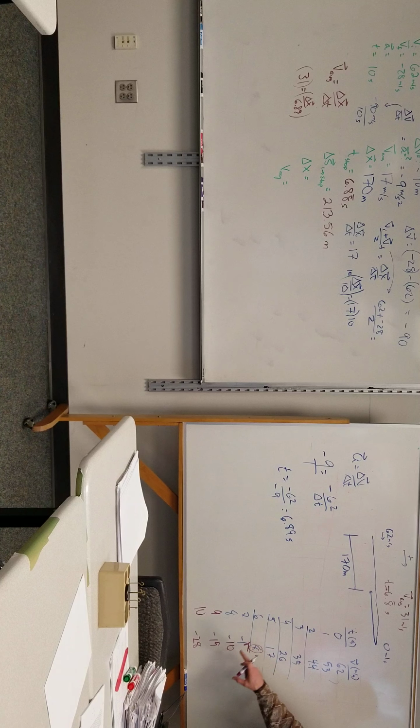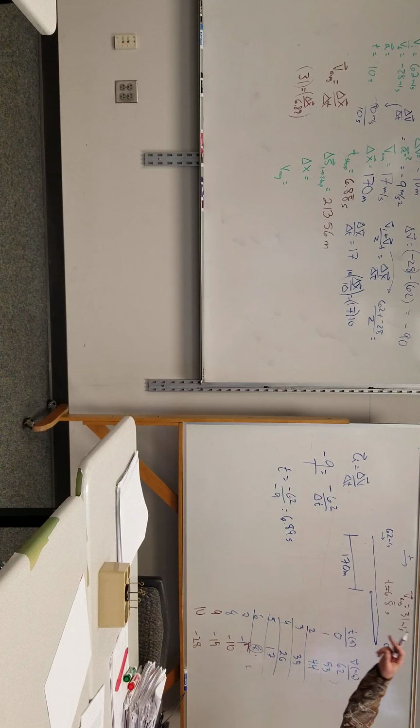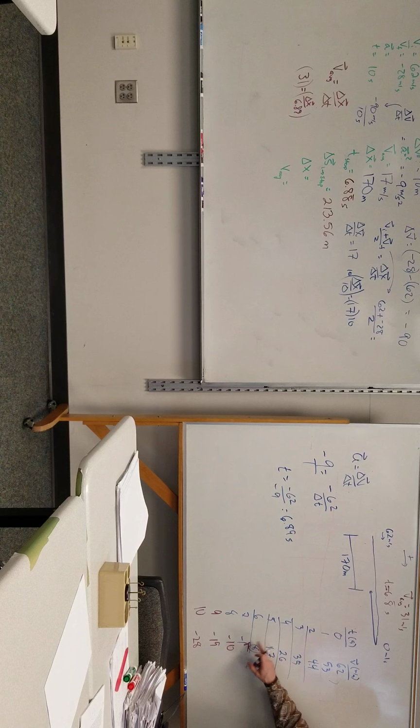If these time intervals are the same, 1 second every time, I can find average velocity by adding all those up and dividing by 11. I should get our initial average velocity of 17 meters per second. Doing it that way only works, again, if acceleration is constant and the time intervals are the same.